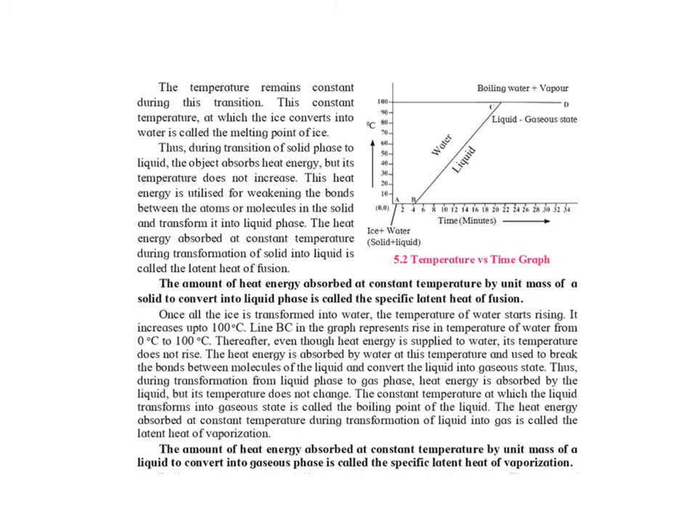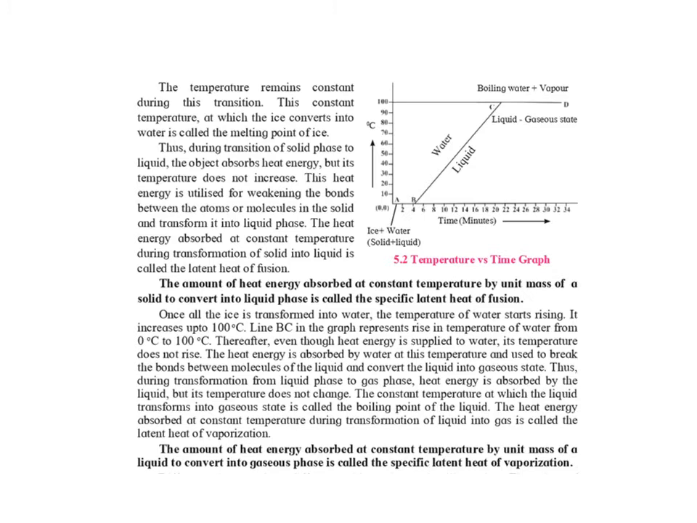It is defined as the amount of heat energy absorbed at constant temperature by unit mass of a solid to convert into liquid phase, and is called the specific latent heat of fusion. So this is about the first part of the graph.